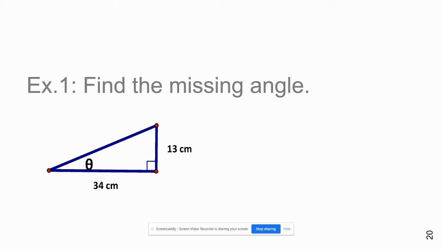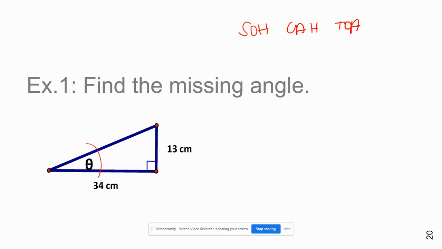There is no new vocab for today. We are going to use inverses, but I'm still going to be using my same acronym. You guys should hopefully have this memorized before you leave your geometry class, okay? SOHCAHTOA.